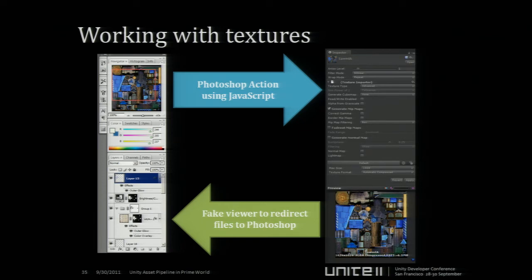We are able to use JavaScript for Photoshop and send textures to Unity using that. And also, we are able to redirect the files from Unity to Photoshop using a custom viewer, which can be enabled in preferences for your project. So how does it work?